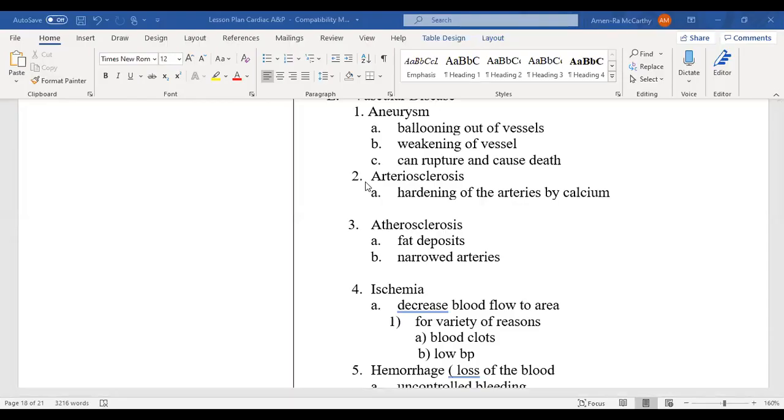Atherosclerosis. Arteriosclerosis is the hardening of the artery, okay? Hardening of the arteries by calcium. That's arteriosclerosis. Sometimes you have too much calcium or the calcium deposits are not leaving the body like they should. They can cause the arteries to become hard, okay? That's a disease called arteriosclerosis. Hardening of the arteries because of calcium.